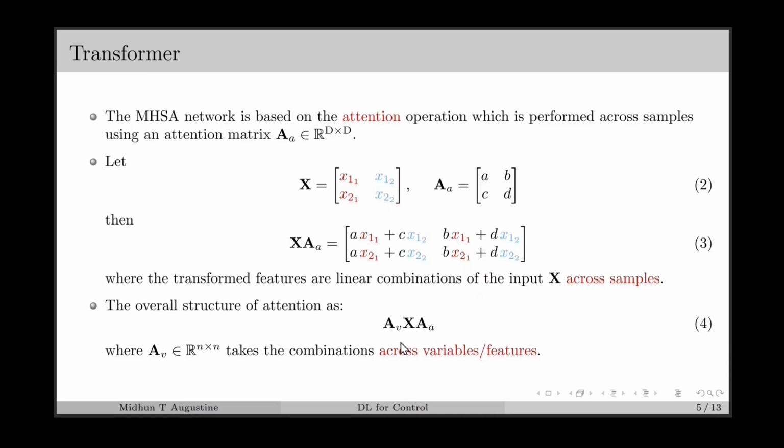Here, this multiplication takes the combination across variables or features, which is happening in other neural networks such as autoencoder, feedforward neural network, etc. This particular operation is the one which makes transformers distinguishable from autoencoder.